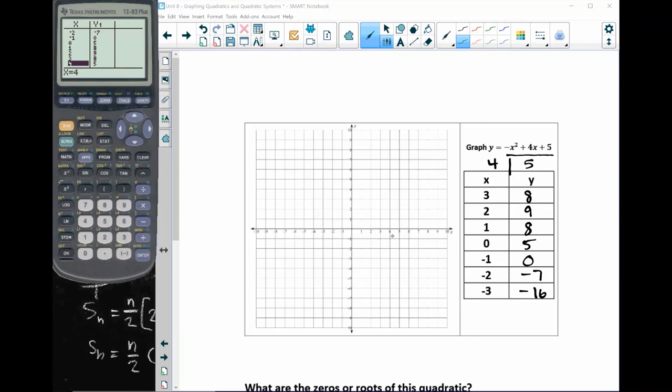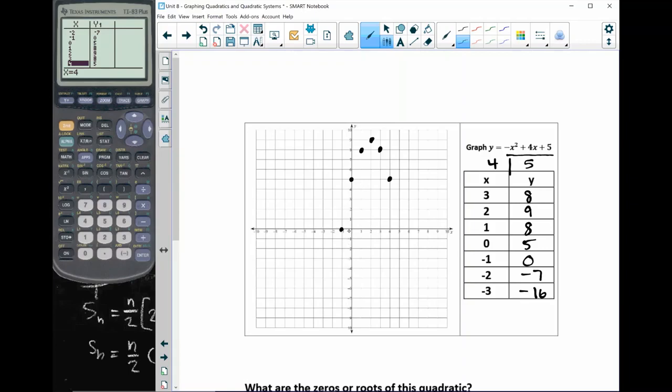4, 5. So I'm going to go over 4 and up 5. Now, 3, 8. I'm going to go over 3 and up 8. 2, 9. I'm going to go over 2 and up 9. 1, 8. I'm going to go over 1 and up 8. 0, 5. I'm going to stay at the origin and go up 5. -1, 0. I'm going to go to the left 1 and put a dot there.